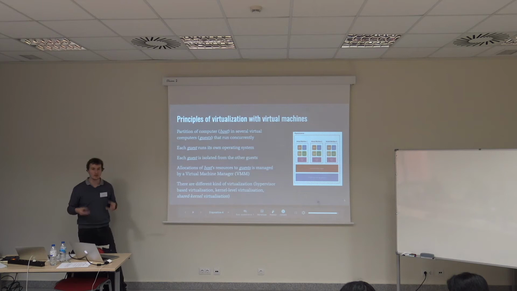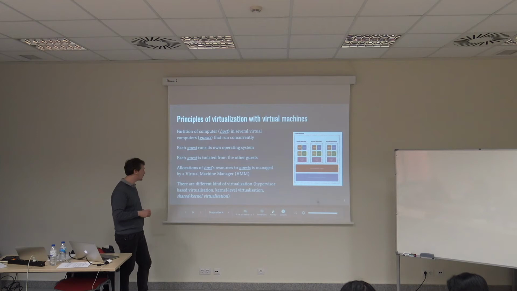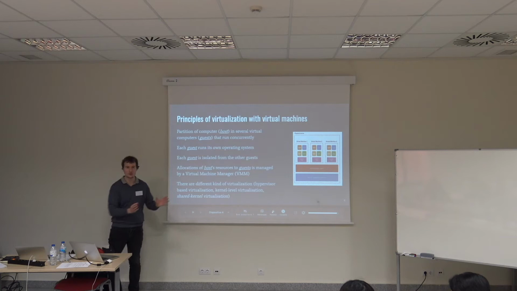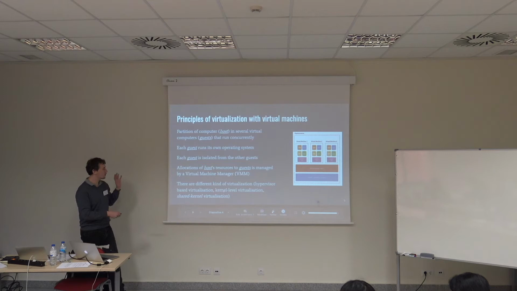So there are different kinds of virtualization. The main way is hypervisor-based virtualization, where you have a hypervisor that will decide which guest will be provided with which resources. So it will organize the virtualization of the host. We also have another kind of virtualization, which is kernel-level virtualization, which is close to the hypervisor one, but it will use the physical host's operating system to partly distribute the resources. And then this one in italic is shared kernel virtualization. It's like a container, but we'll see it later with Helene.